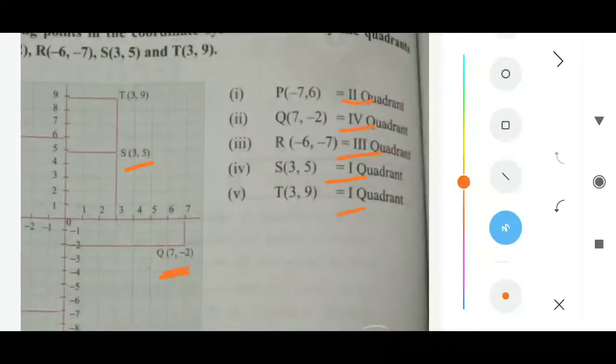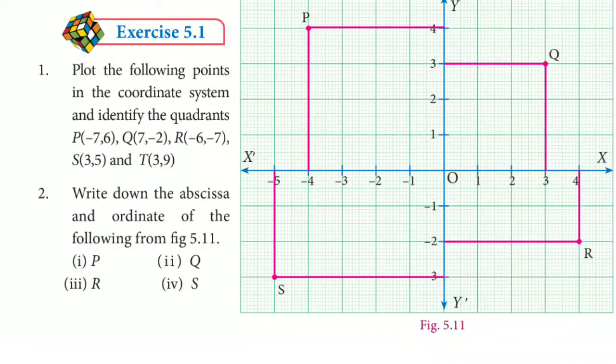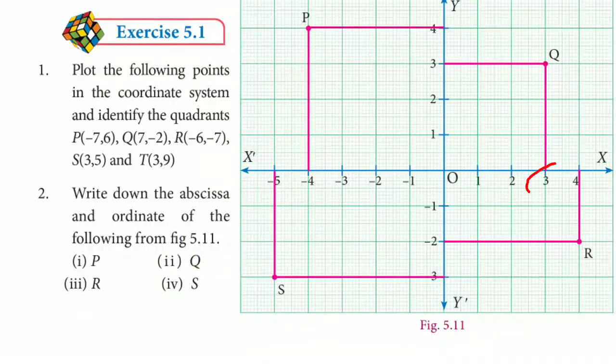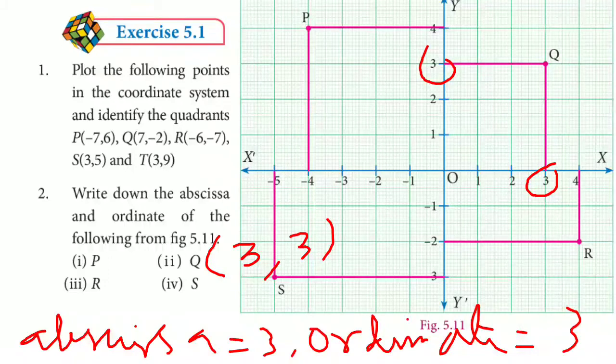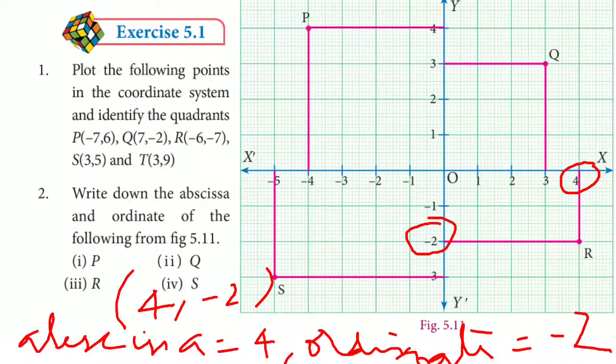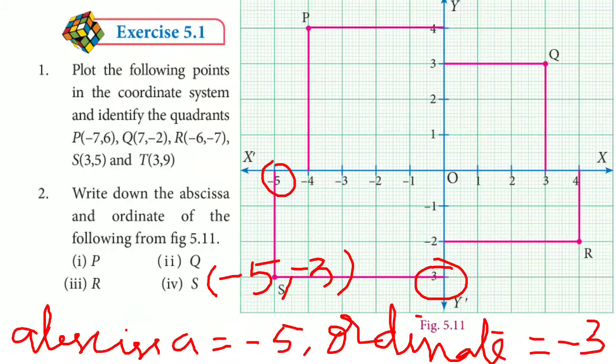Next you have to do the second sum. Write down the abscissa and ordinate of the following from figure 5.11. The first point P, x is -4 and y is +4, so the abscissa is -4 and the ordinate is +4. Then Q denotes (3, 3), so the abscissa is 3 and the ordinate is 3. Then R denotes (4, -2), so the abscissa is 4 and the ordinate is -2, and S denotes (-5, -3), so the abscissa is -5 and the ordinate is -3.